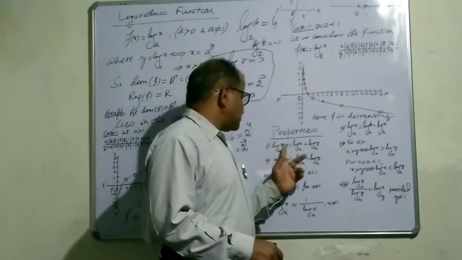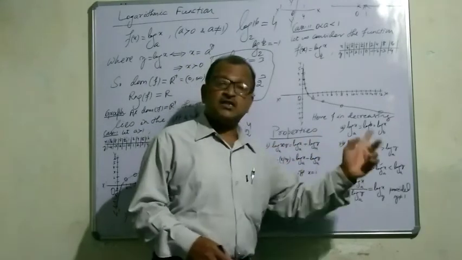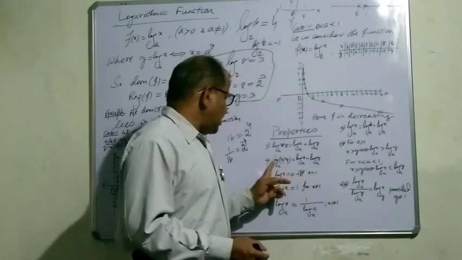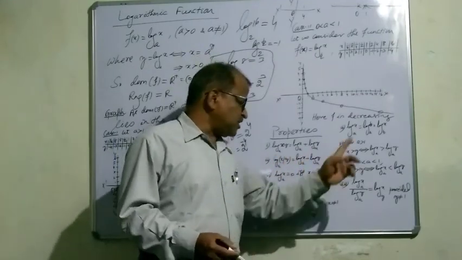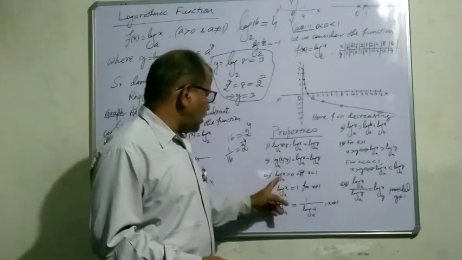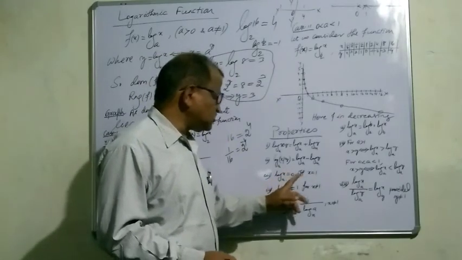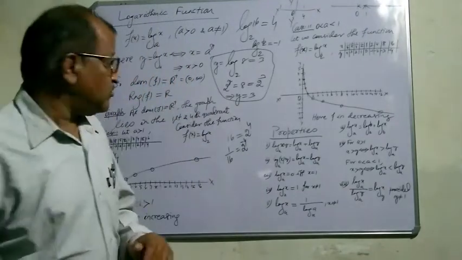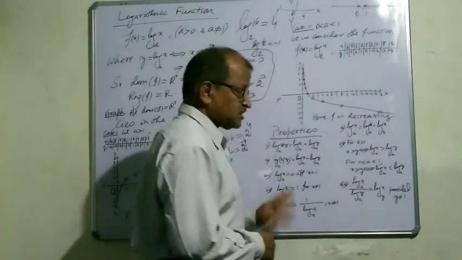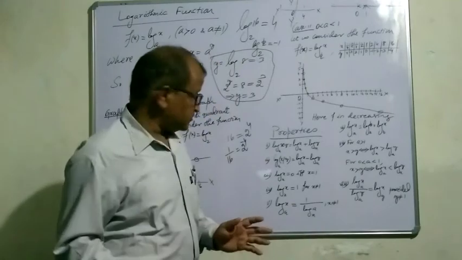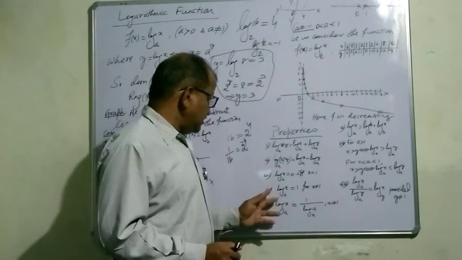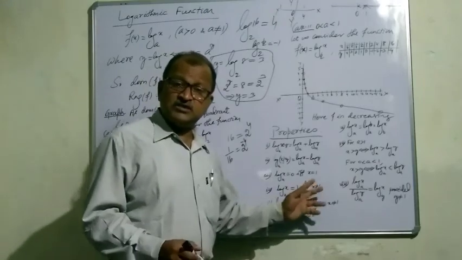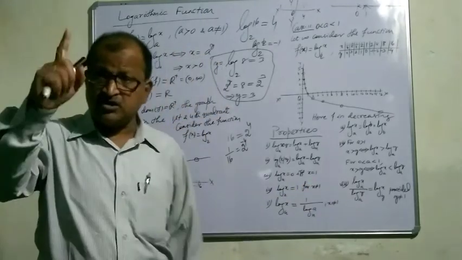So log of xy is equal to log x plus log y. Similarly, log of x by y is equal to log x minus log y. Log x with base a equal to 0 if and only if x is equal to 1. I have already told you, when x is equal to 1, log x will be 0. Otherwise it is not.